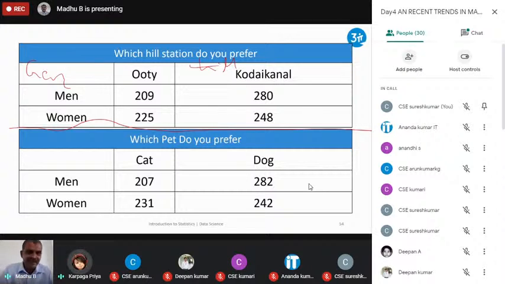No dependencies, all are independent variables. I am talking about the dependency between gender and hill station. No, sir, no dependency. How will you tell? What is your criteria to tell that?